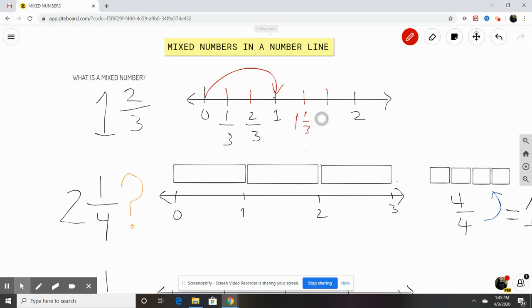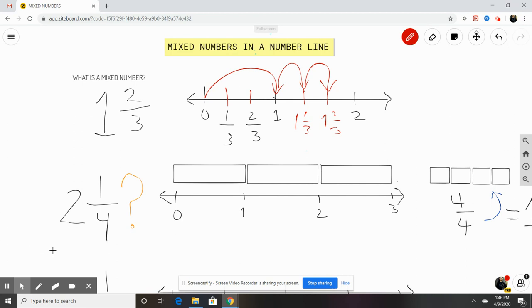This one here will be 1 and 2/3. So I have more than 1, but less than 2. I go 1 and 1/3, 1 and 2/3. And that's the mixed number they're asking me to find. So that's the exact point in the number line where I'm going to place 1 and 2/3.